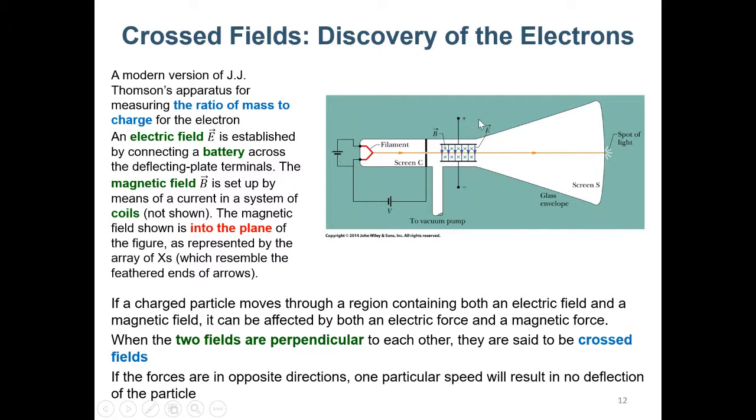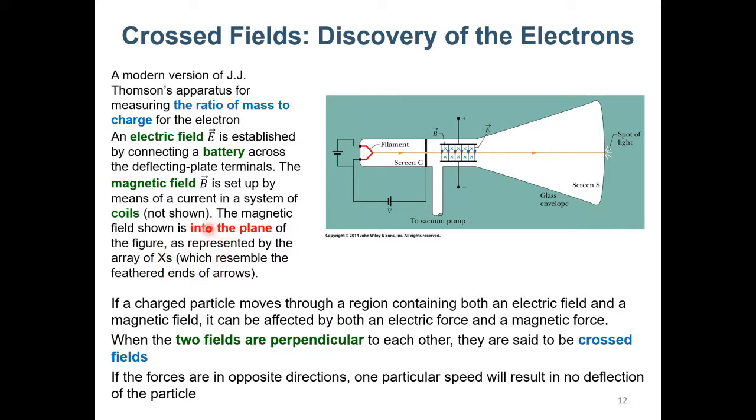We have positive voltage here and negative voltage at the bottom plate. So we have a nearly uniform E field pointing downward. And for the magnetic field, it's generated by a coil.